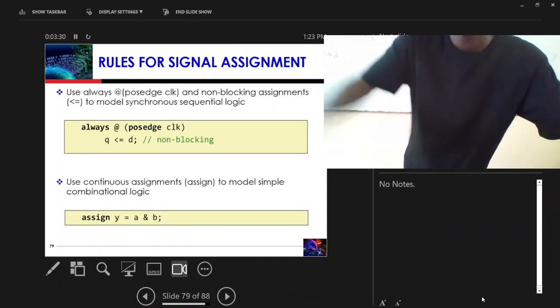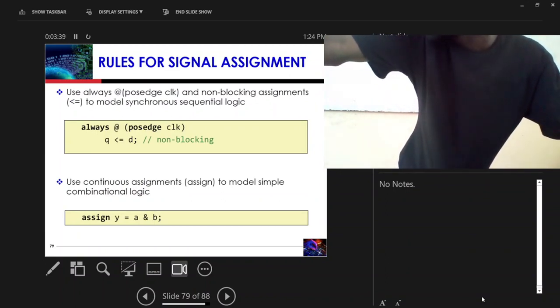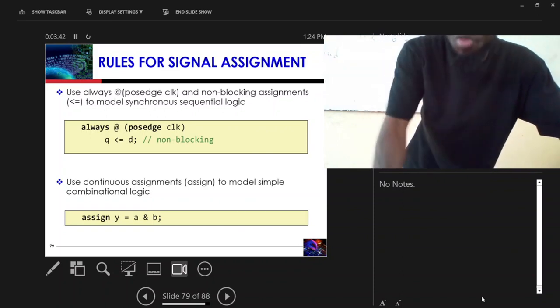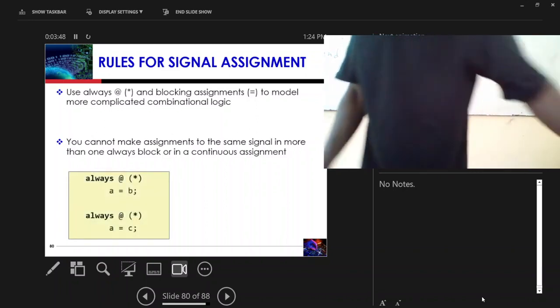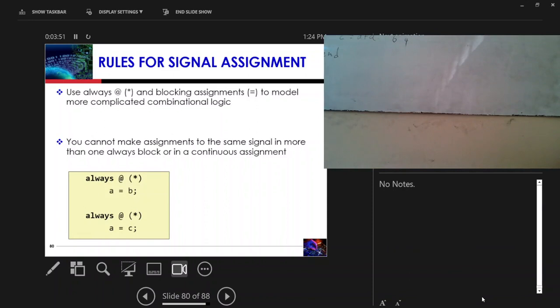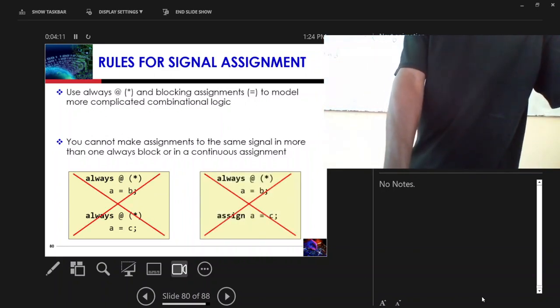The rules are: always use non-blocking assignment with the positive edge, to depict your flip-flop. Always use the assign statement for combinational logic. Another rule is that once you have two or more always blocks, you can't assign A in both. A must be in only one always block, not in two always blocks. It will give you an error if you do that.